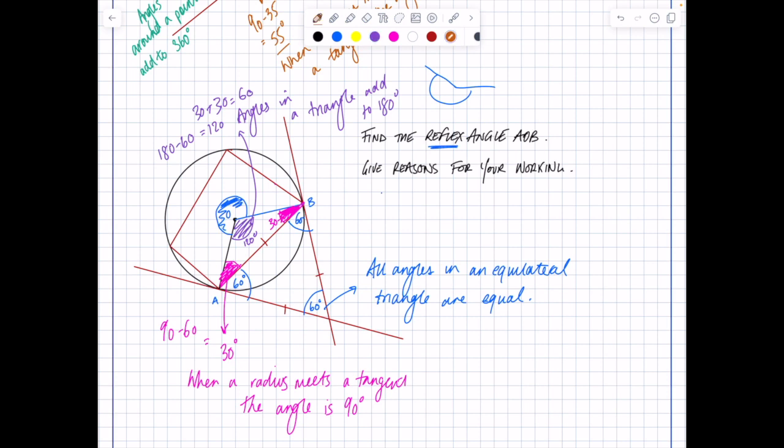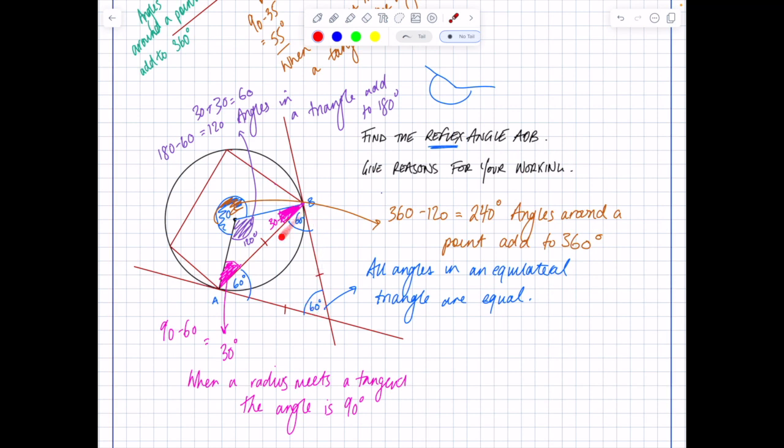Okay, and then hopefully now you'll be able to figure out what the last bit is that we need to do. So this final bit here, this blue bit that we're being asked to find, we're going to do 360 minus that 120. It's really similar to the one we just did a minute ago where we were talking about angles around a point. So that's going to give me 240 degrees, and the reason is because angles around a point add to 360 degrees.